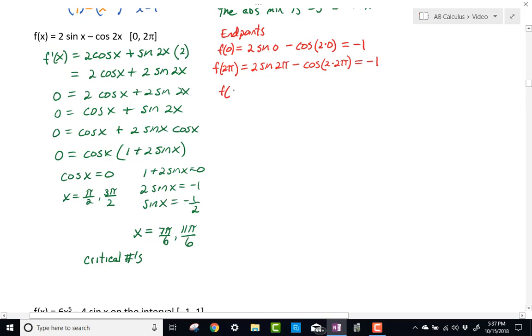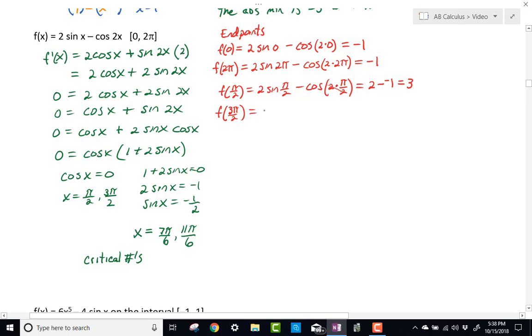So f of pi over 2, this is going to be 2 sine pi over 2, that's not so bad, minus cosine of 2 times pi over 2. Let's see if we can do some of this in our head. Sine of pi over 2 is 1, and 1 times 2 is 2. And then the 2's are going to cancel on the cosine. That leaves me cosine of pi. Now, cosine of pi is -1, and I'm subtracting a -1, so that's actually going to give me a value of 3.